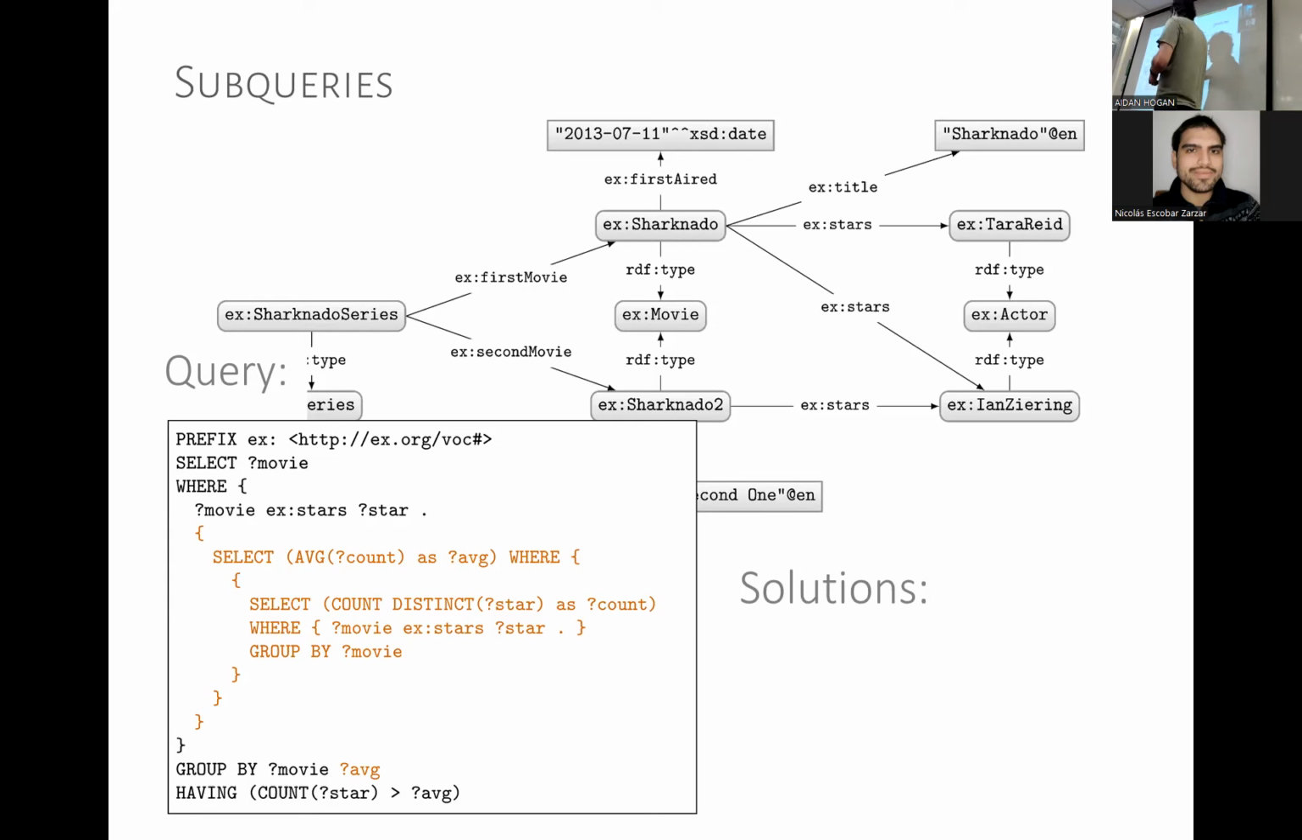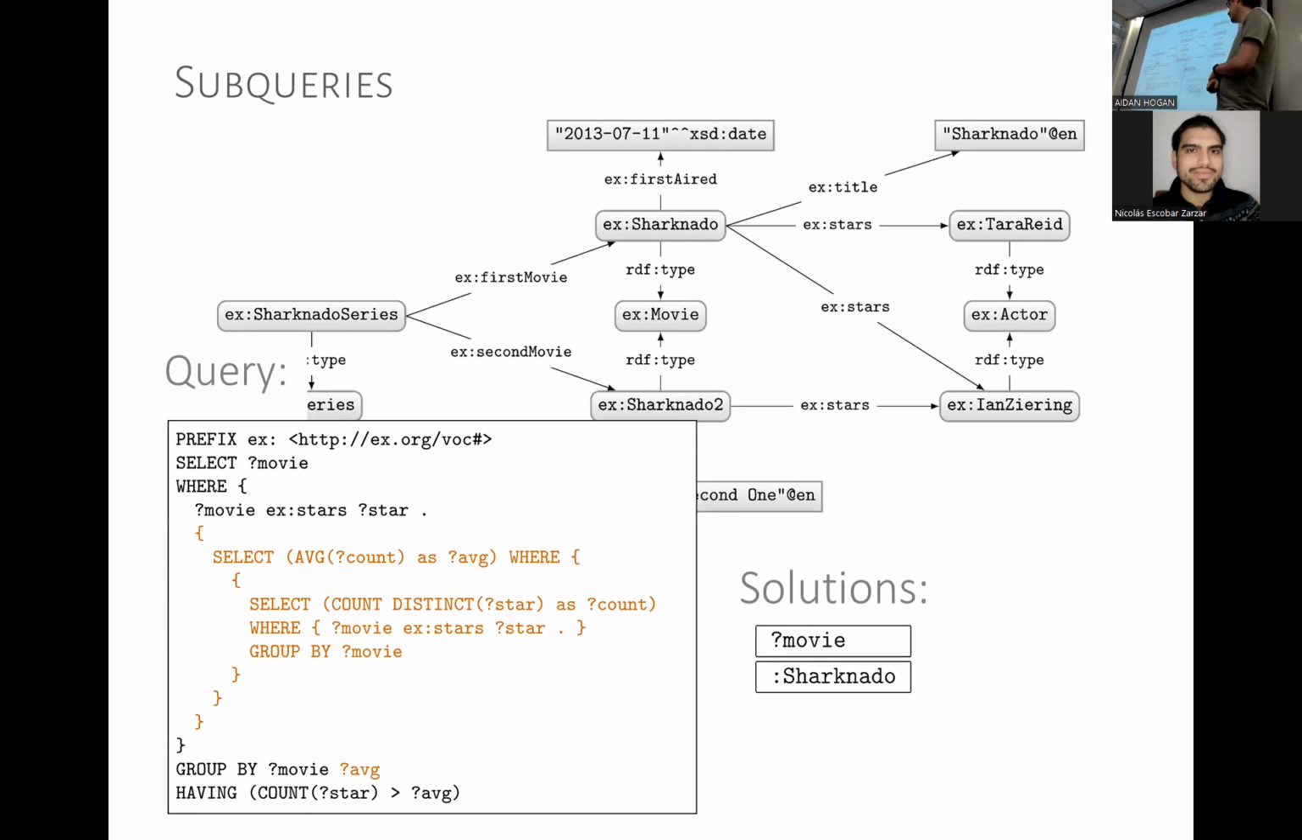We take the average of all of that, which gives us 1.5, and then outside again, we need to count the stars per movie. And then we can apply a halving to avoid a 4th embedded subquery. Yeah, so we can have subqueries and so forth. There's no restriction to that. So here we have Sharknado.